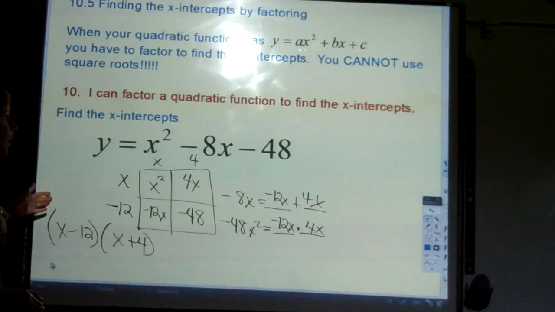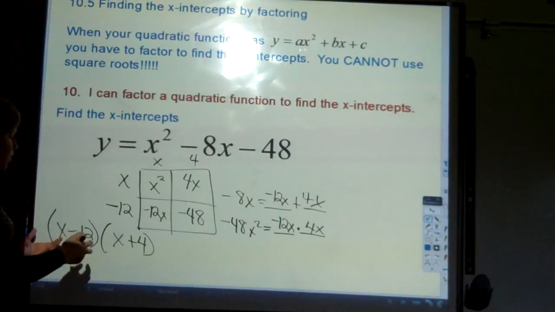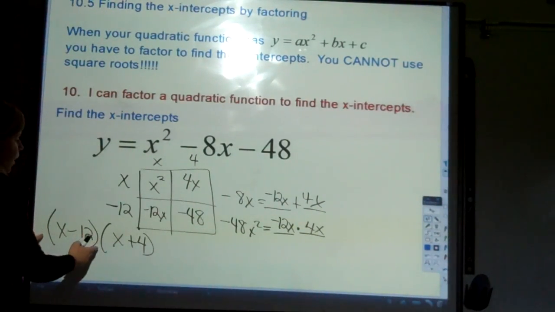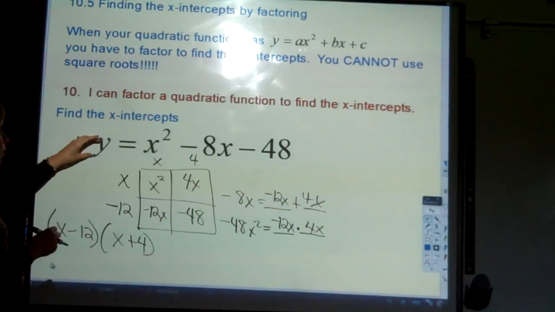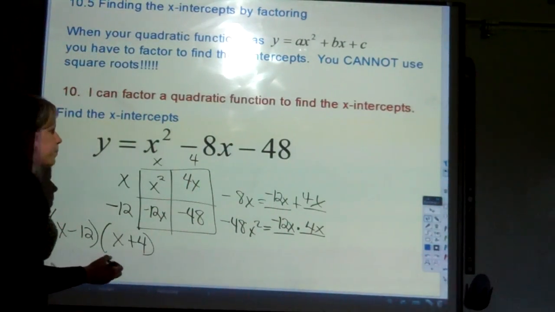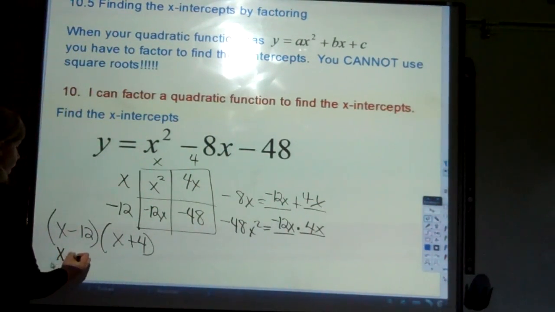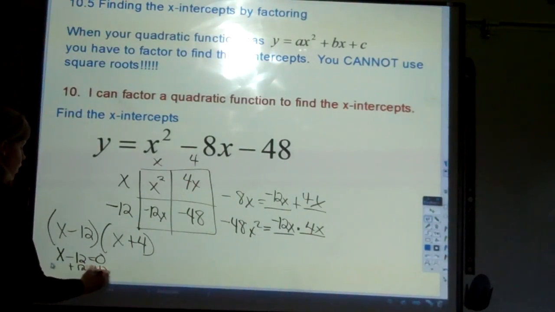When we're trying to find the x-intercepts, again, it's the place we talked about the day before where the y value equals 0. So our next step in solving from factored form is to set each of these two little baby equations equal to 0, because we want y to be equal to 0 so that we can solve for x. So we would say that x minus 12 equals 0. And then all you have to do is add 12 to both sides. And we can see that x equals 12.